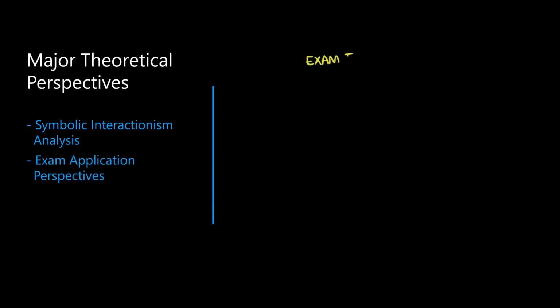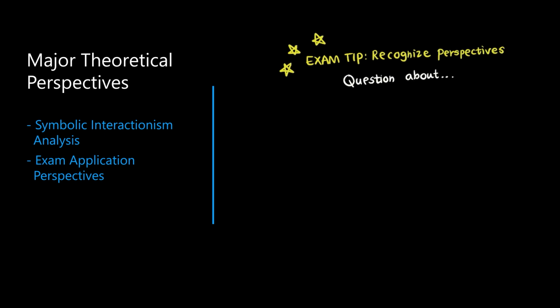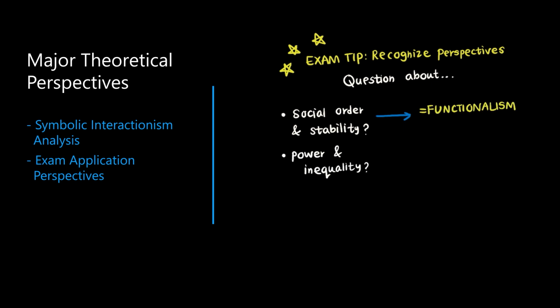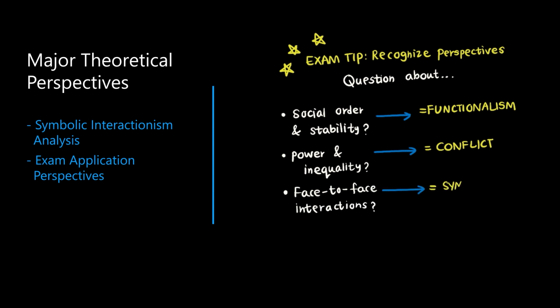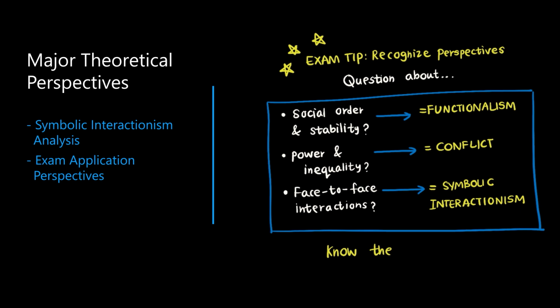For your exam, you need to be able to recognize which perspective a question is asking about and apply the right lens. If a question asks about how social institutions maintain social order, that's functionalism. If it asks about power differences and inequality, that's conflict perspective. If it asks about face-to-face interactions and meaning-making, that's symbolic interactionism.